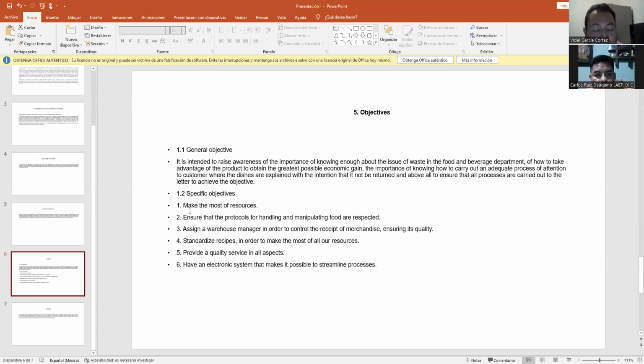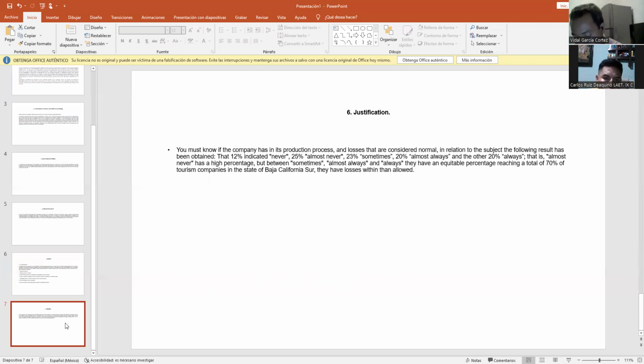Specific objectives. Number one, make the most of resources. Number two, ensure that the protocols for handling and manipulation of food are respected. Number three, assign a warehouse manager in order to control the receipt of merchandise and ensure its quality. Number four, standardize recipes in order to make the most of all our resources. Number five, provide a quality service in all aspects. And number six, have an electronic system that makes it possible to streamline processes.